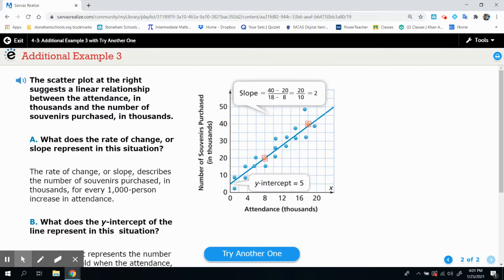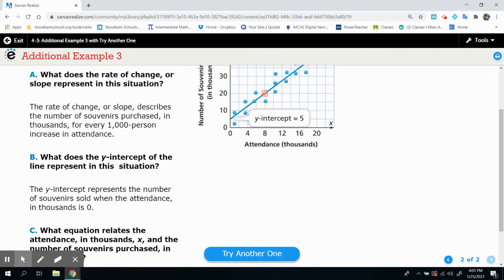So the rate of change or slope describes the number of souvenirs purchased in thousands for every 1,000 person increase in attendance. Here we're seeing that for every 1,000 increase, that's 2,000 in number of souvenirs purchased.